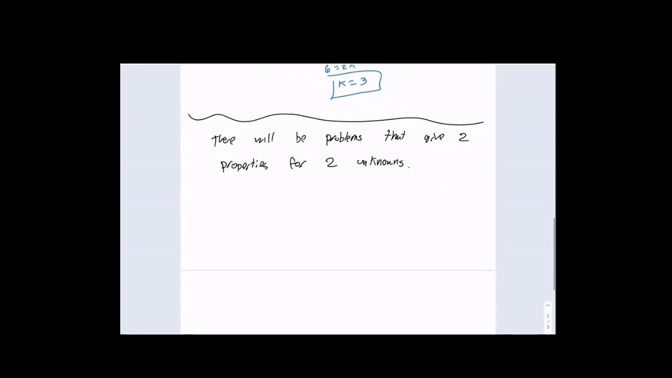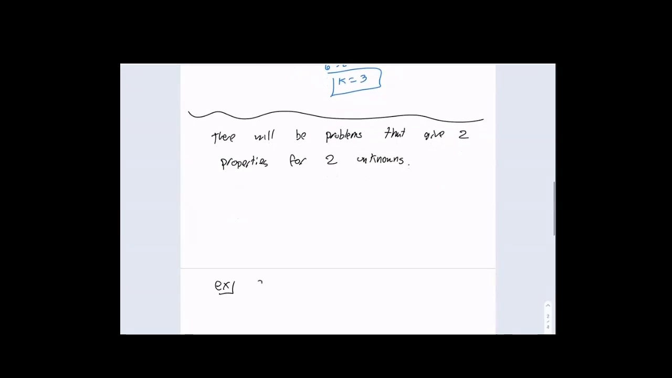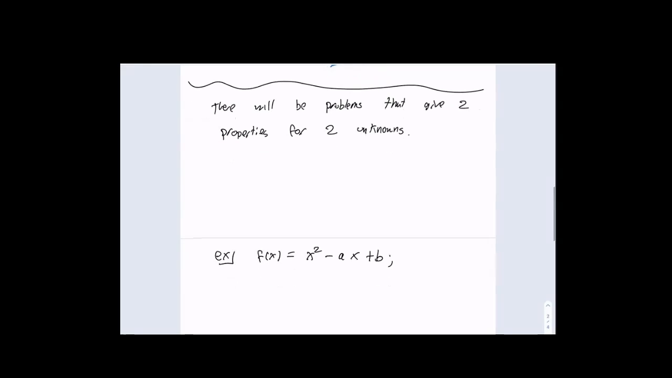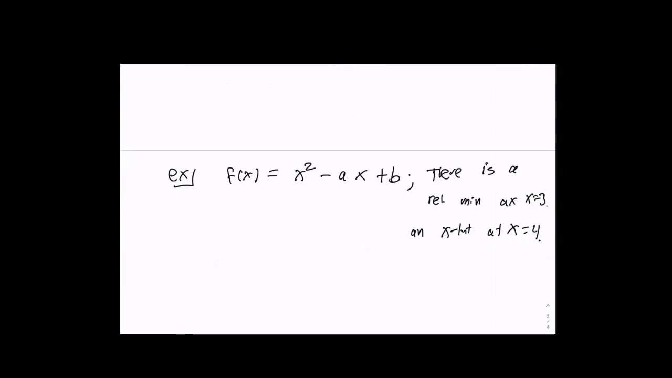I'm making up a new example here. In this problem, f of x equals x squared minus ax plus b. The properties given in this problem are that there's a relative min at x equals 3 and an x-intercept at x equals 4.